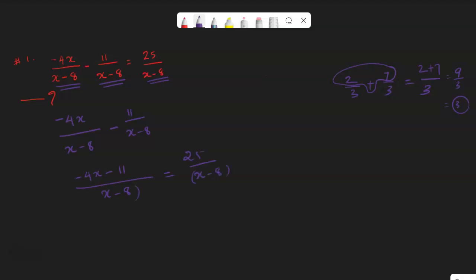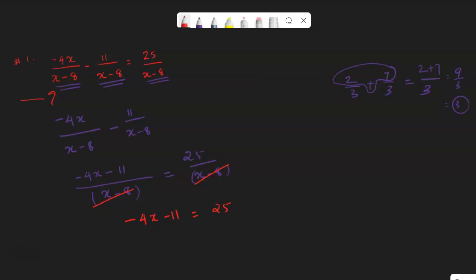If you have two fractions like this, then it's an equation with the same denominator. You can cancel those denominators like this. So what is left over? That is negative 4x minus 11 equal to 25. What is our objective? Our objective is to find x.